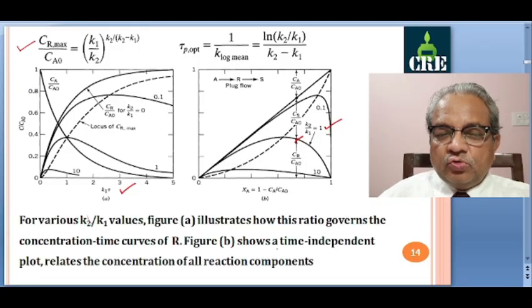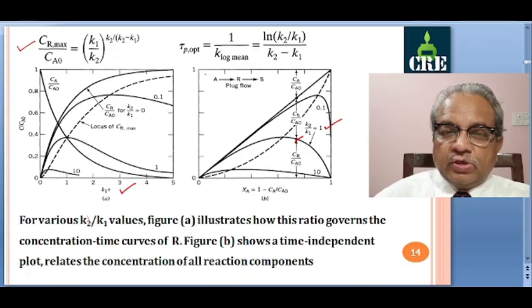Figure B, what does it show? It shows a time independent plot. So this is XA, the conversion, and how it varies with respect to conversion.